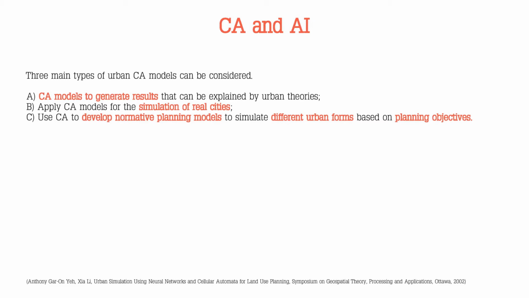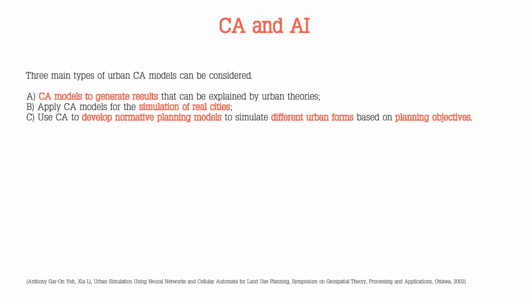The case number C, it is the use of cellular automata to develop normative planning models, to simulate different urban forms based on planning objectives. In this case, we are talking about norms, we are talking about rules, we are talking about urban planning. Urban planning, which means a regulation where the urban planner doesn't design the city in the space, in the building and so on, but generates density, function, main road, and so on. So the normative planning models represent the possible different urban forms and, in my opinion, urban dynamics, it is much more wide, of the future.